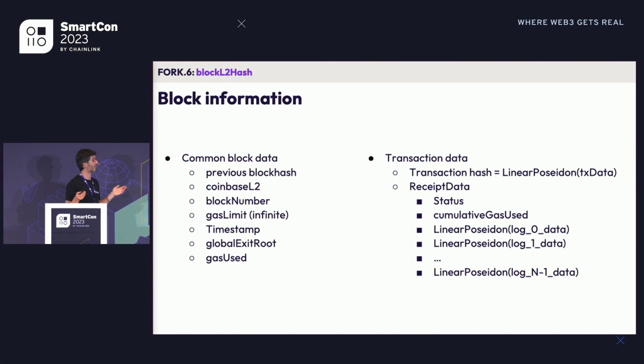And the transaction data is probably a little bit the same when you compare it to Ethereum. So you hash all the signed parameters of an Ethereum transaction, and later on the outcome of the transaction, which will be the status, the accumulated gas used, and all the logs triggered by the transaction will be hashed as well and added into the tree. And at the very end, this will be the block hash layer 2, is what we call it.